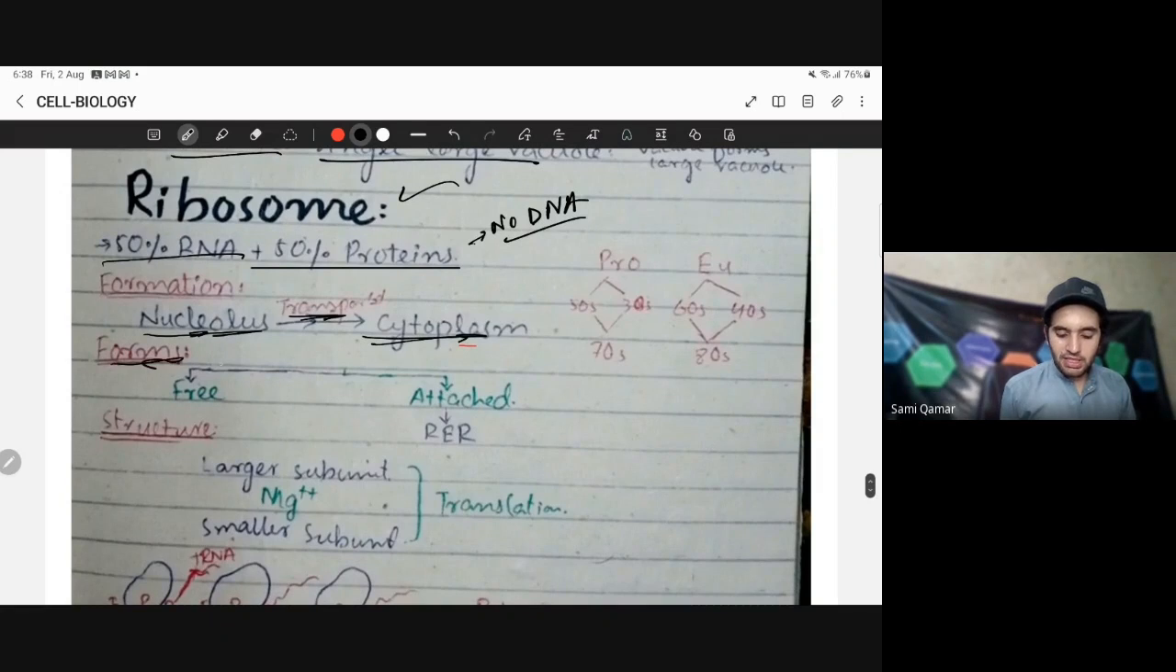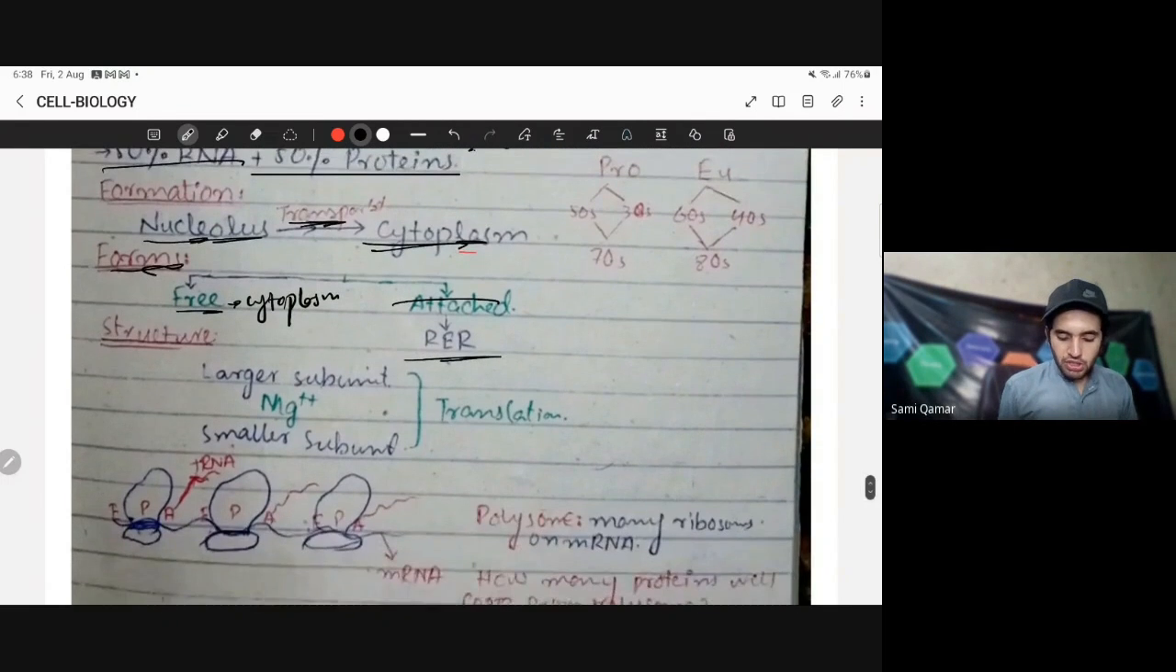It can exist in two forms. Free form, free in the cytoplasm, or attached to the rough endoplasmic reticulum. It can be attached, it can be free. Structure: it has a large subunit and a small subunit. So see, this is the large subunit, and this is the small subunit.